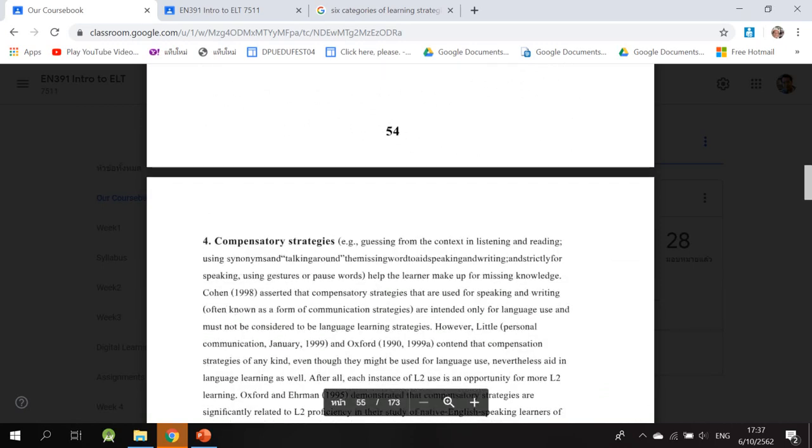And strategy number 4 is compensatory, like guessing from the context of the listening, using the genre-based approach. You can talk around missing words, and you can guess the meaning using gestures or using pause words. These help learners make up for missing knowledge.